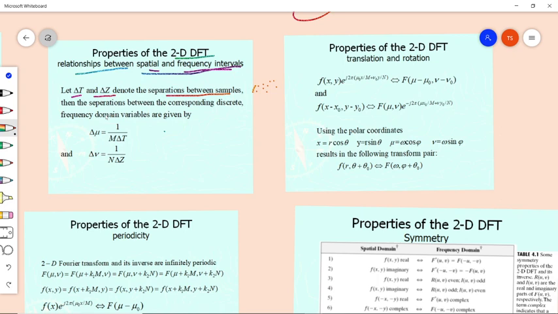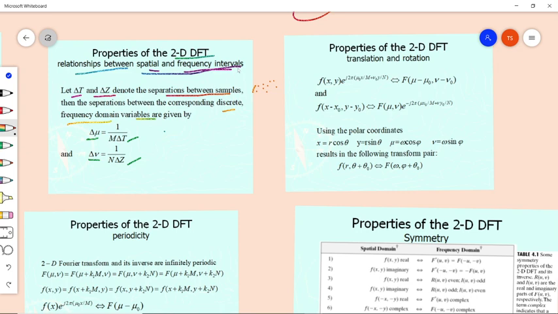Then the separations between the corresponding discrete frequency domain variables are given by delta mu and delta v. So delta mu is equivalent to 1 by m delta t, and delta v is equivalent to 1 by n delta z. This is the relationship between spatial and frequency intervals.